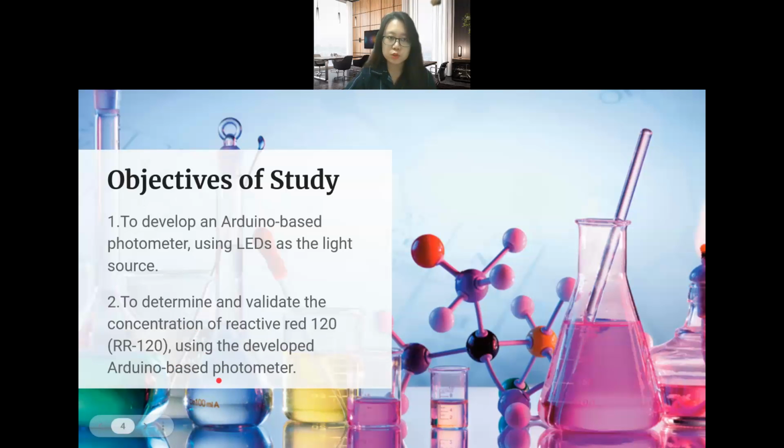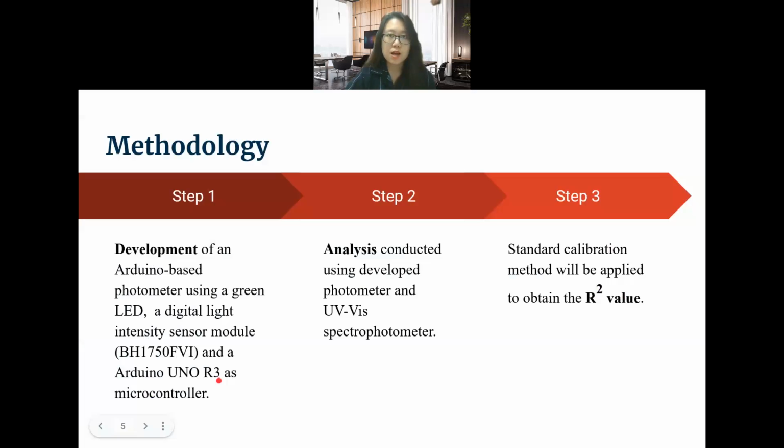developed Arduino-based photometer. The methodology of my study can be divided into three parts. The first part is the development of the Arduino-based photometer using a green LED. And the other components are also inexpensive and easy to obtain, including the sensor module and Arduino Uno board.